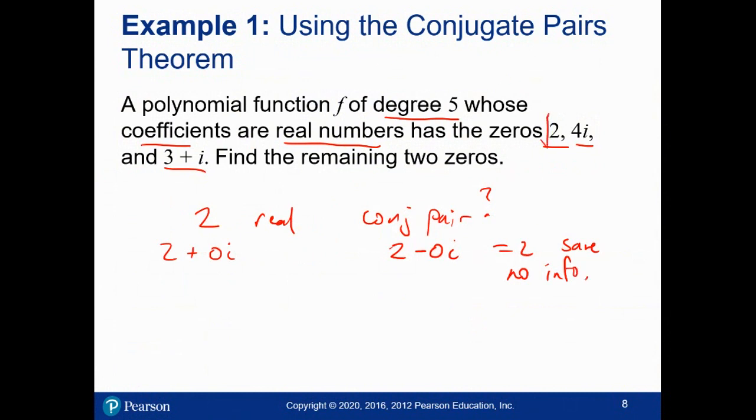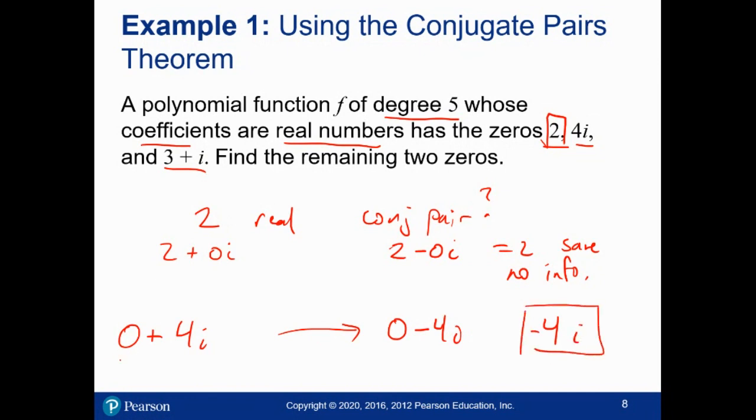Okay. So the fact that this was a real root means the conjugate pair theorem, while true, does not tell us anything. What about 4i? In other words, 0 plus 4i. What's the conjugate? 0 minus 4i. So negative 4i must be a root. And if 3 plus i is a root, then what must also be a root? 3 minus i. So here are 5 roots. 2, 4i, and 3 plus i were given to us. The conjugate pair theorem told us negative 4i and 3 minus i have to also be roots.